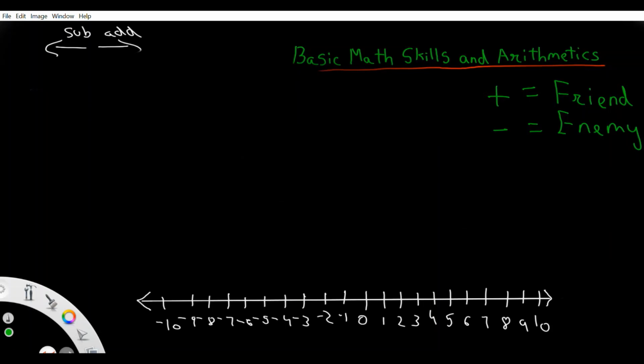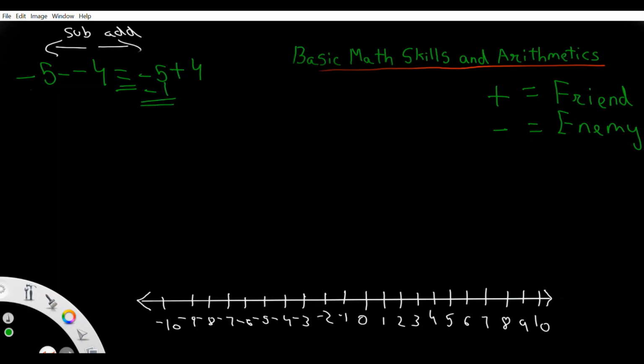Now what if we have a problem like negative 5 take away negative 4? Whenever you have two negative symbols next to each other without a number in between, you can convert that into a positive. So this is the same as negative 5 plus 4. And we know how to do that. Negative 5 and 4 units to the right. 1, 2, 3, 4 is negative 1.